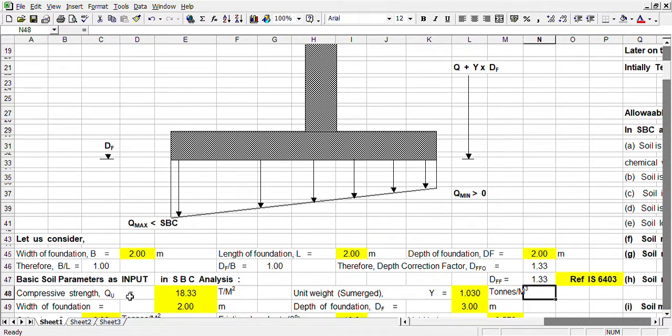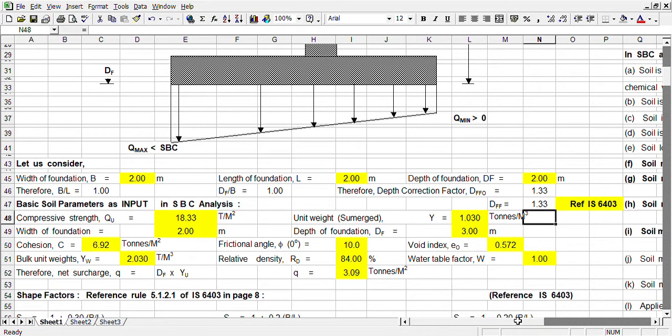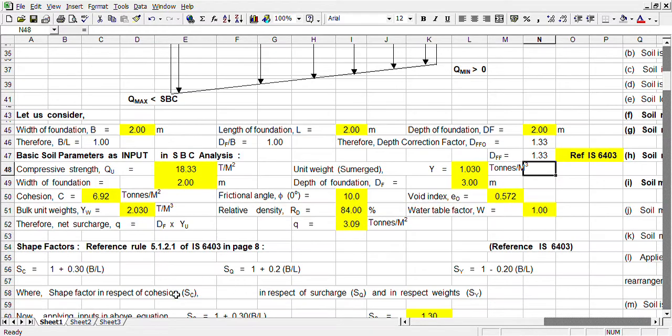compressive strength, unit weight, cohesion, frictional angle, void ratio, bulk density, bulk unit weight, relative density, water table location, and thereafter we have to calculate the shape factor.